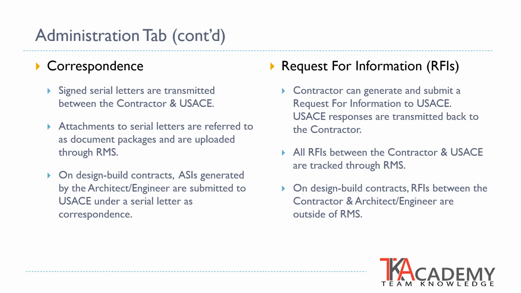The Correspondence feature within RMS is a place to track the formal correspondence between the government and the construction contractor. This is typically in the form of signed serial letters which are transmitted between the construction contractor and the U.S. Army Corps of Engineers. Attachments to the serial letters are referred to as a document package and are also uploaded through RMS. If it is a design-build contract, ASIs, which are generated by the architect engineer, are submitted to the U.S. Army Corps of Engineers under a serial letter within the Correspondence feature.